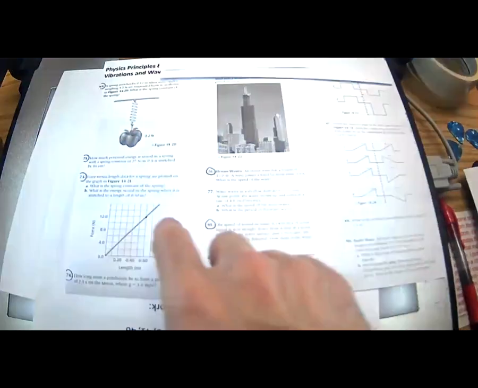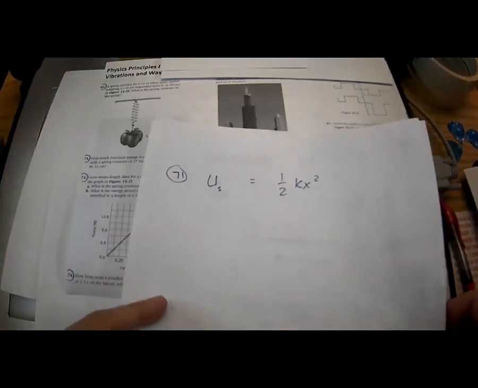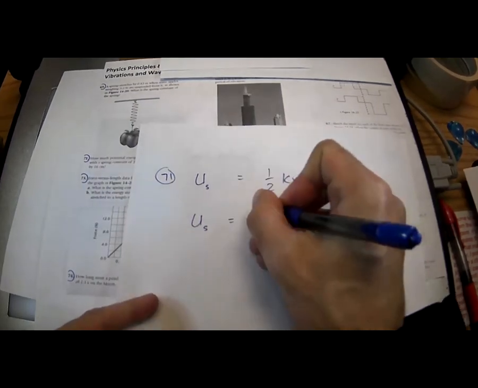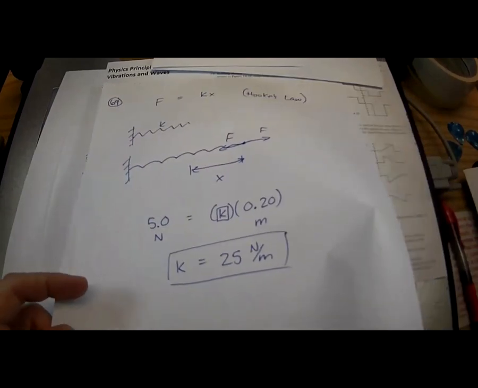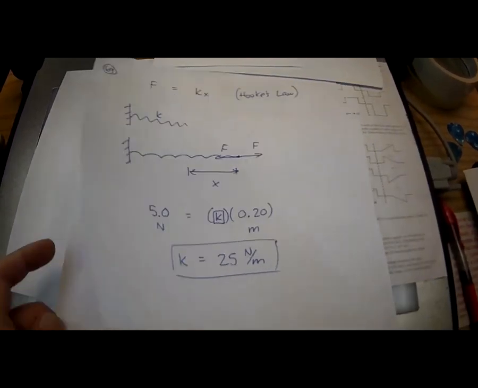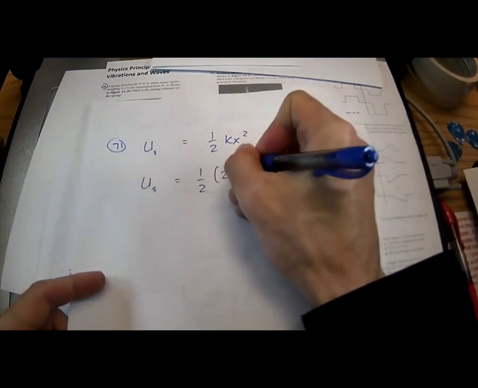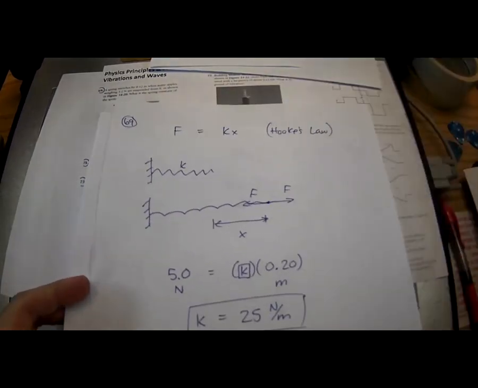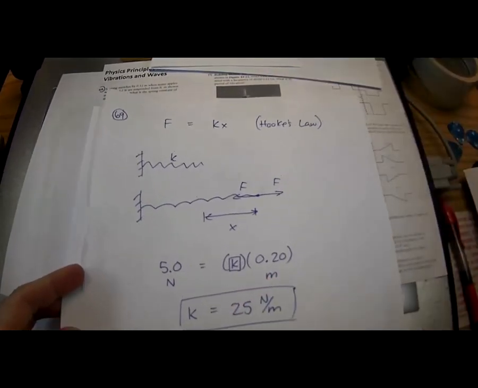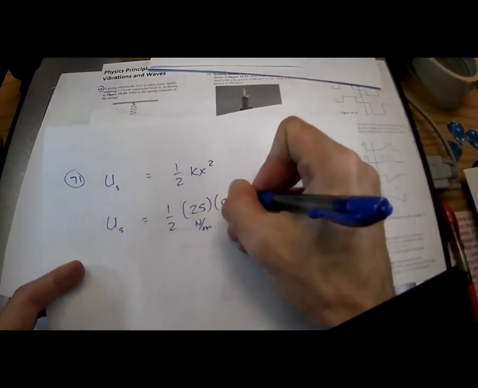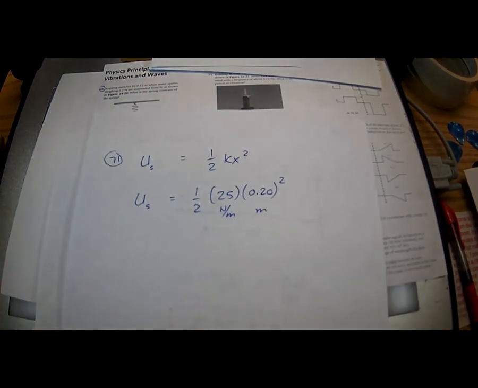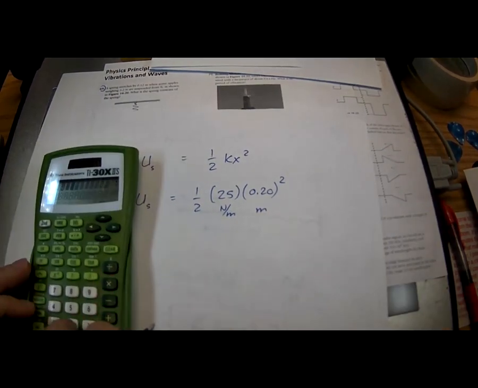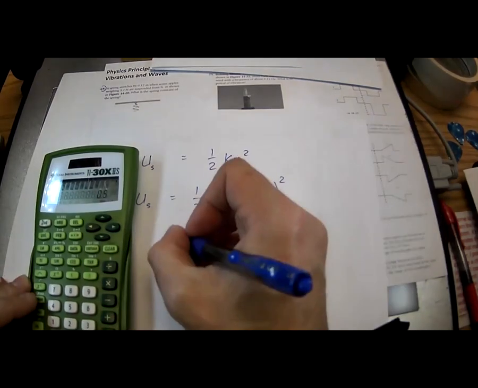So let's apply that right here. How much potential energy if they told you the spring constant? Actually, I'm going to use my numbers from the last problem. So I got 25 newtons per meter, so I'll just go ahead and use that number. And the stretch amount, I'll use the same stretch amount as before too. And don't forget to square the stretch amount because it's 1/2 kx squared.